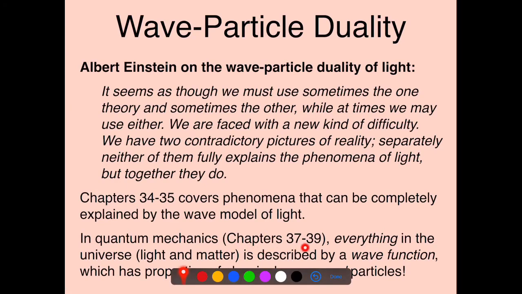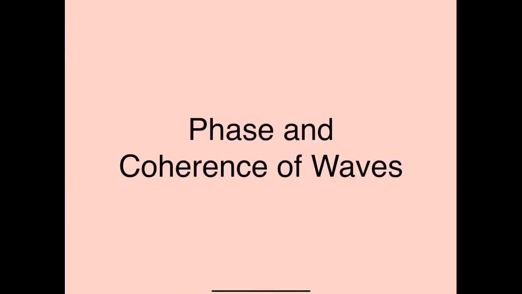So quantum mechanics is covered in chapters 37 through 39 of the textbook. And in quantum mechanics, everything in the universe, that includes light and that includes matter, everything is described by something called a wave function. This wave function is a different type of object that we just don't see in classical physics. It has properties of both waves and particles. So to understand the wave-particle duality, we really need quantum mechanics. But again, that's not something we'll be getting to in this class.